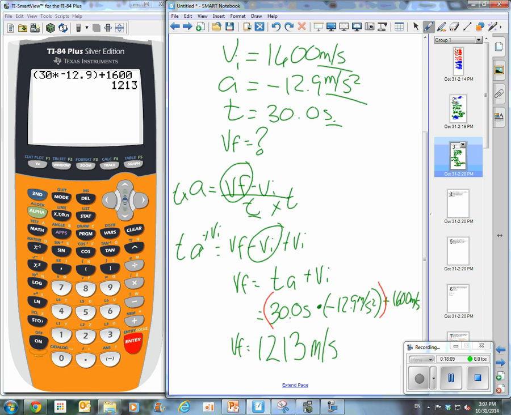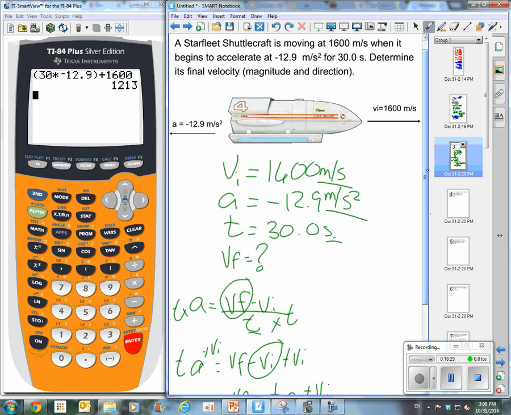Now I need to think to myself, does that answer make sense? Well, I've got a negative acceleration, which would mean that the object is decelerating, which means that it is slowing down. Now the object is moving extremely fast, so decelerating at a rate of 12.9 meters per second squared for only 30 seconds isn't going to make that much of a difference in the grand scheme of things. So I think that my answer is plausible. Now I'm going to look here. It says magnitude and direction, so it's still going to be in the positive direction.